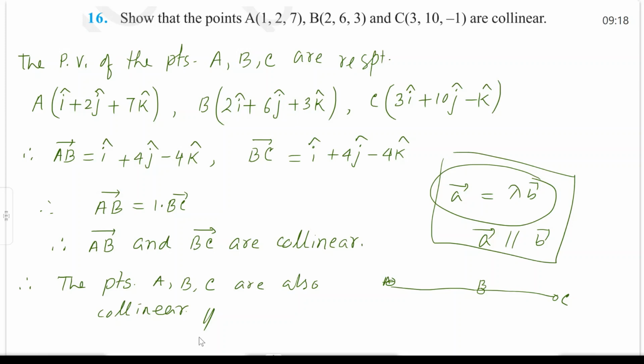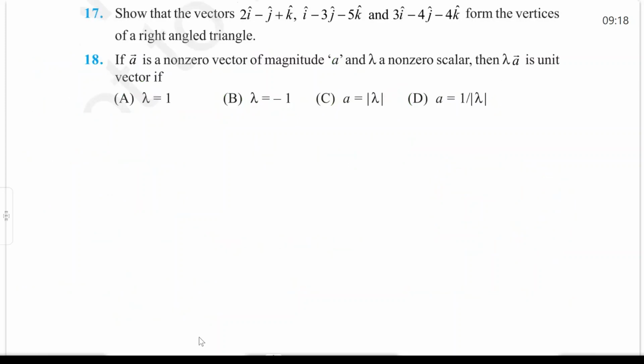Then we take the next one. Show that these 3 given vectors form the vertices of a right angle triangle, and this type of problem is already solved in the previous chapter. So I think you can solve this problem yourself with the help of that problem done in the previous chapter.